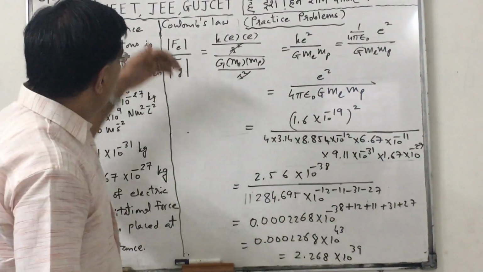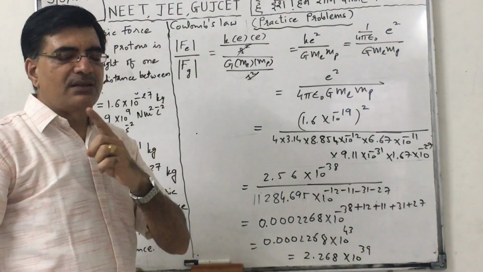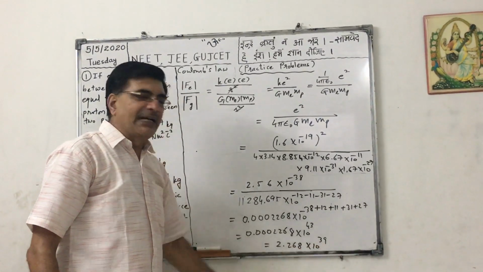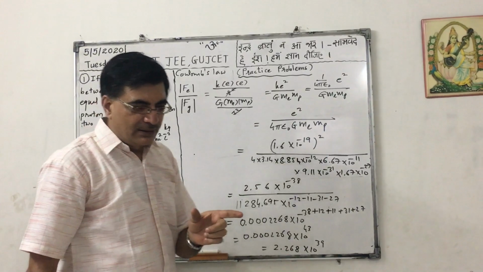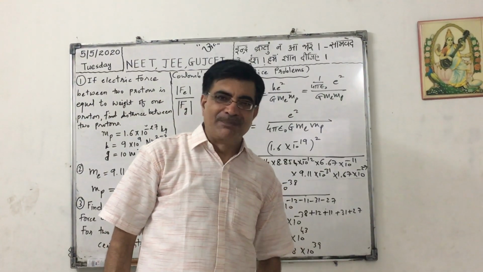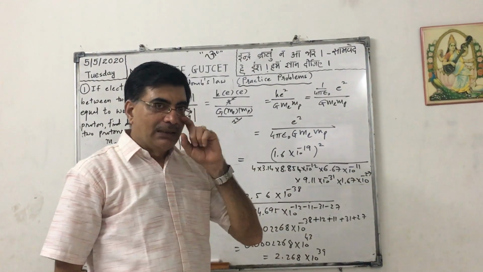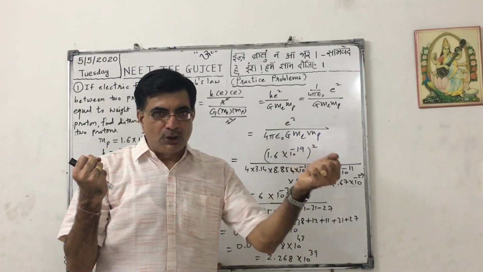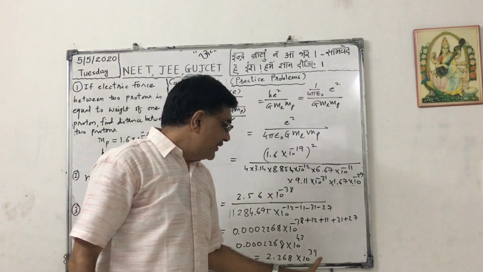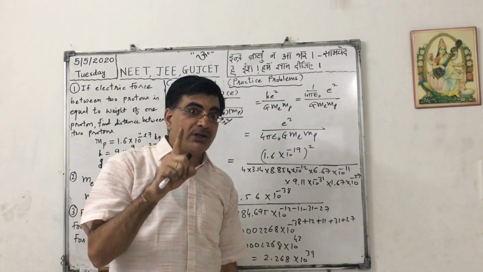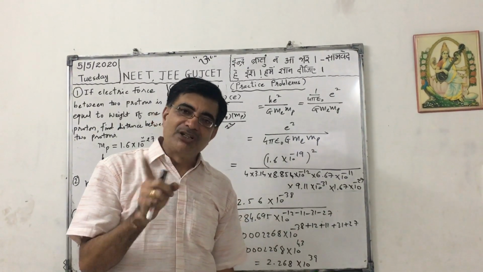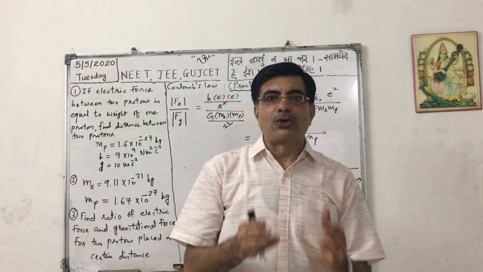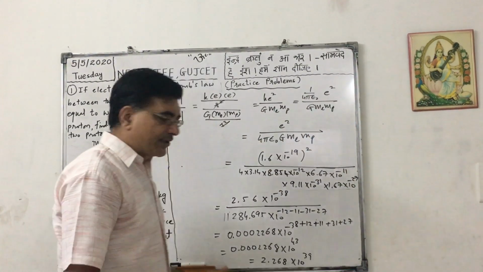Thus, the electric force between an electron and a proton is 10 raised to 39 times the gravitational force between them. Again, repeating, the electric force between an electron and a proton is 10 raised to 39 times stronger than gravitational force. Now let us consider two protons at a certain distance.